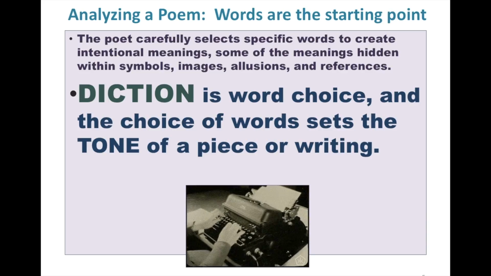If you're writing a letter to the editor of the New York Times and you want to show that you think an idea is beneath you or contemptible, you would probably choose more formal words that have that distinction and indicate your tone. Diction is word choice, and the choice of words sets the tone of a piece of writing. So, diction sets the tone of a piece of writing.